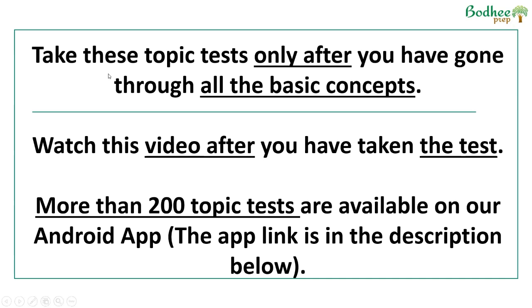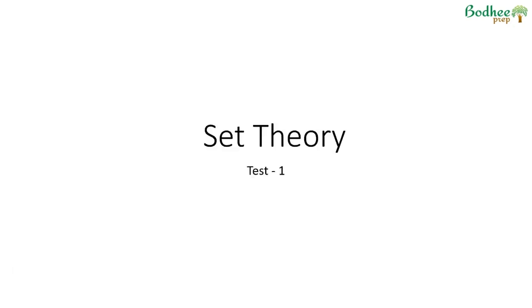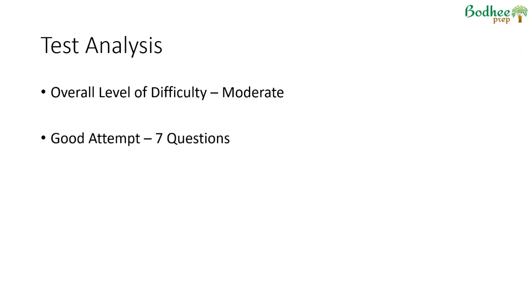This video is on the topic set theory. We are discussing the first test on this topic. The overall analysis for the test was it was a moderate level of difficulty test where you would want to get around 7 net correct questions out of 10 to get a 95 plus percentile. And for this score of 7 net correct, the time taken should be somewhere around the 20 to 22-minute mark.